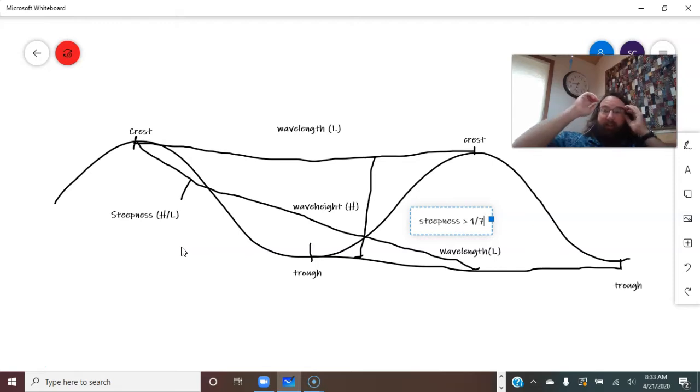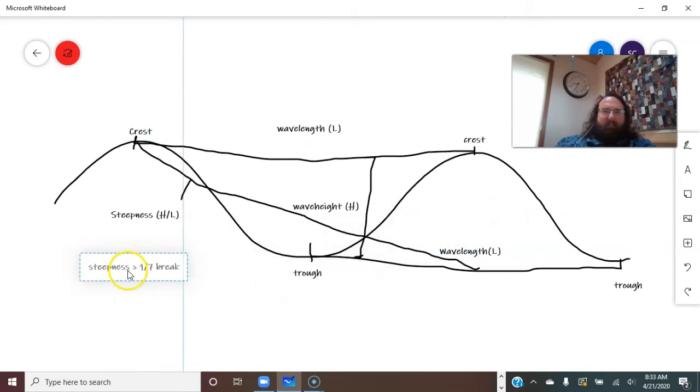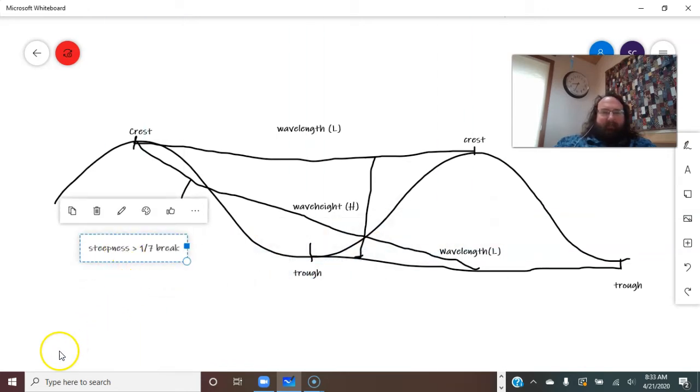It doesn't matter if it's shallow water, deep water. It does not matter if you're on an entire planet full of water. When your wave steepness exceeds 1/7, your wave will break, because gravitationally it is unstable; at that point, the orbital motion is no longer sustaining it.